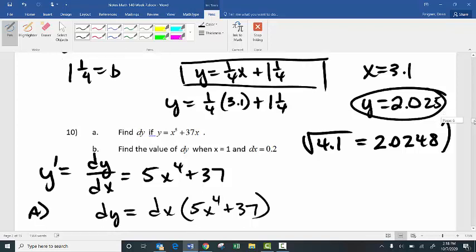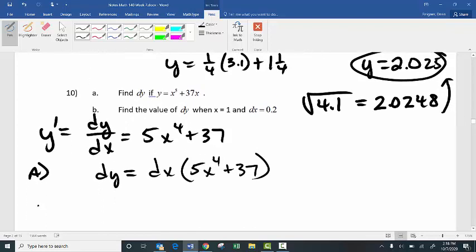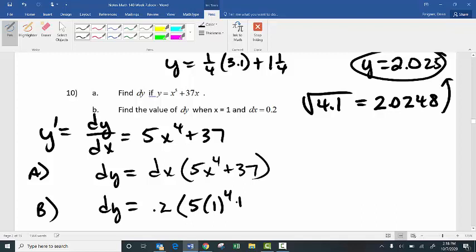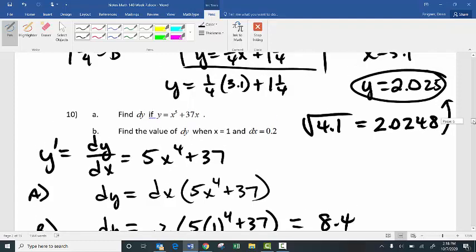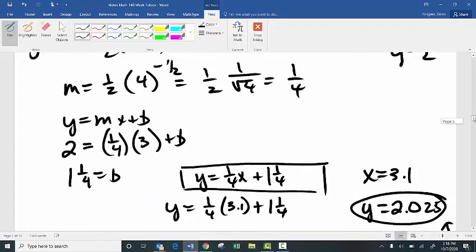And then this one says find the value of dy. So letter B: find dy when dx is 0.2 and your x value is 1. So 5 times 1 to the 4th plus 37. You plug that in, so you get 5 plus 37, which is 42, and then you multiply that by 0.2. You get your answer, which is 8.4. Okay? So that's linearization. Linearization just means use a tangent line to approximate another value. That's all it means.